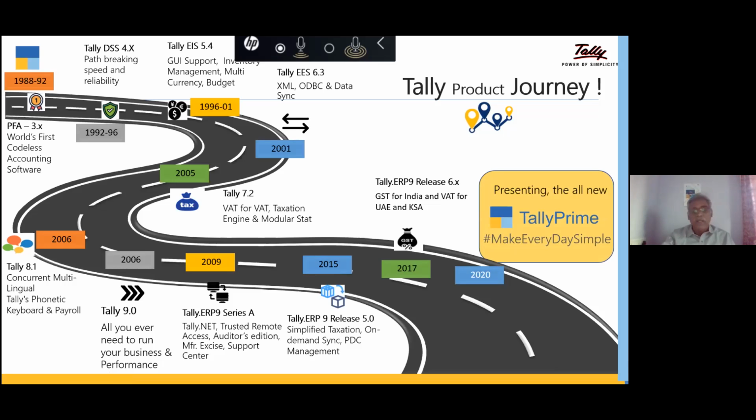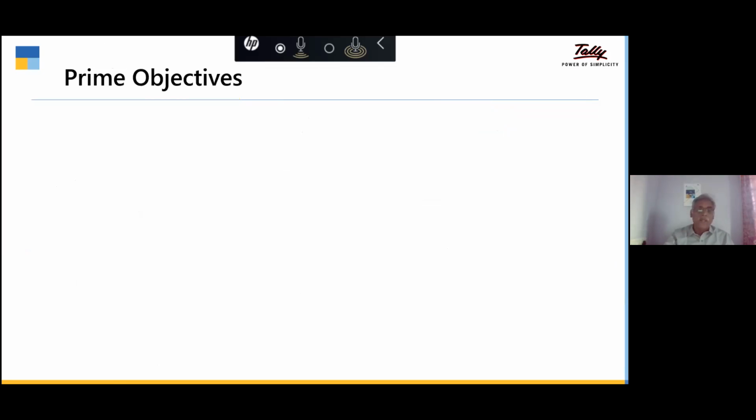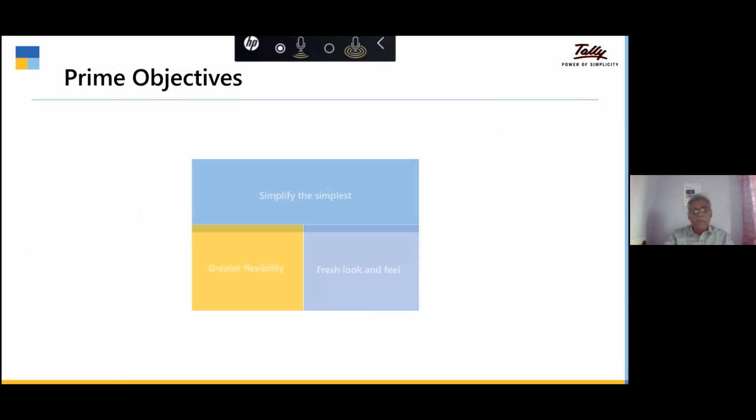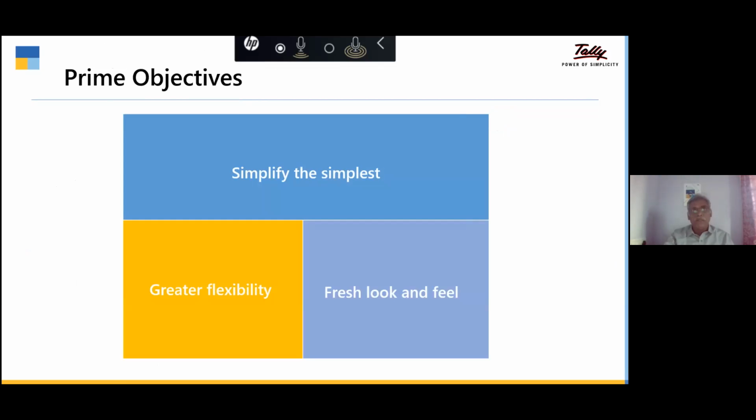And now in 2020, we have come out with a completely new product called Tally Prime. Through this, we are talking about making everyday simple for the user. What that means, I'll touch upon in my upcoming slides. So what is there in Tally Prime? It has been almost 1.5 months; we launched on November 9th.